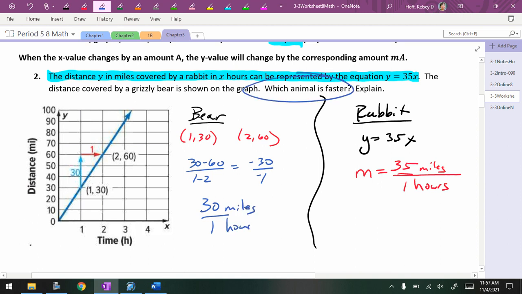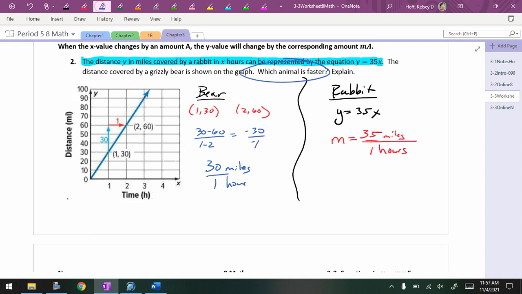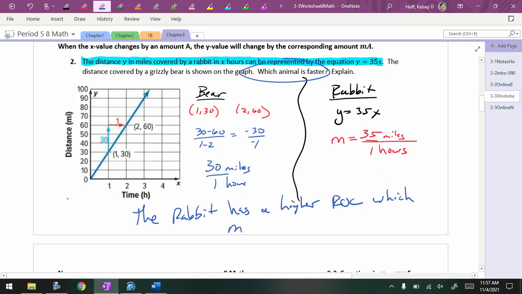So the real question is, which animal's faster? The rabbit. How do you know? It is a higher rate of change, therefore it is faster. The rabbit has a higher, I'll even let you put ROC, rate of change, which means it is faster than the bear. It covers more miles every hour than the bear.